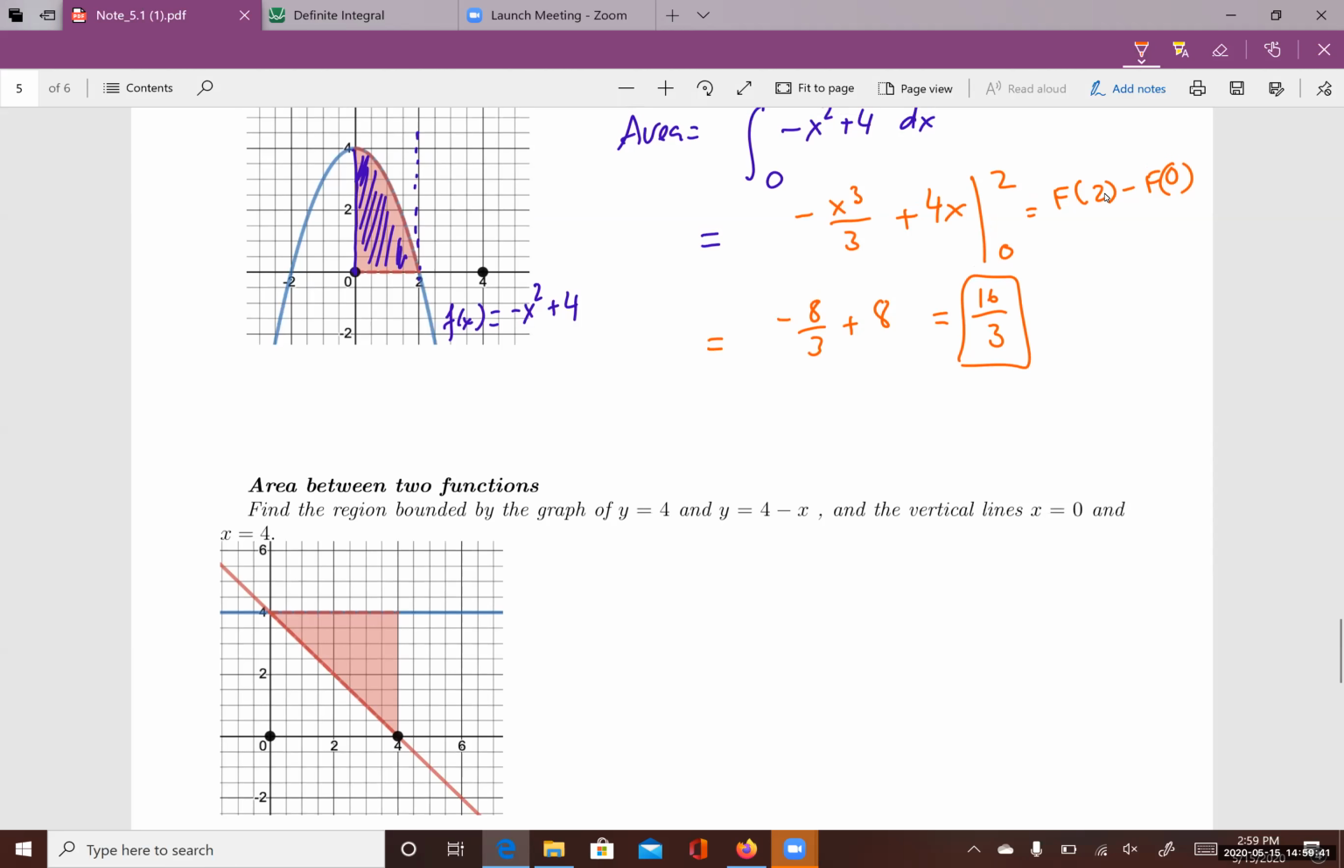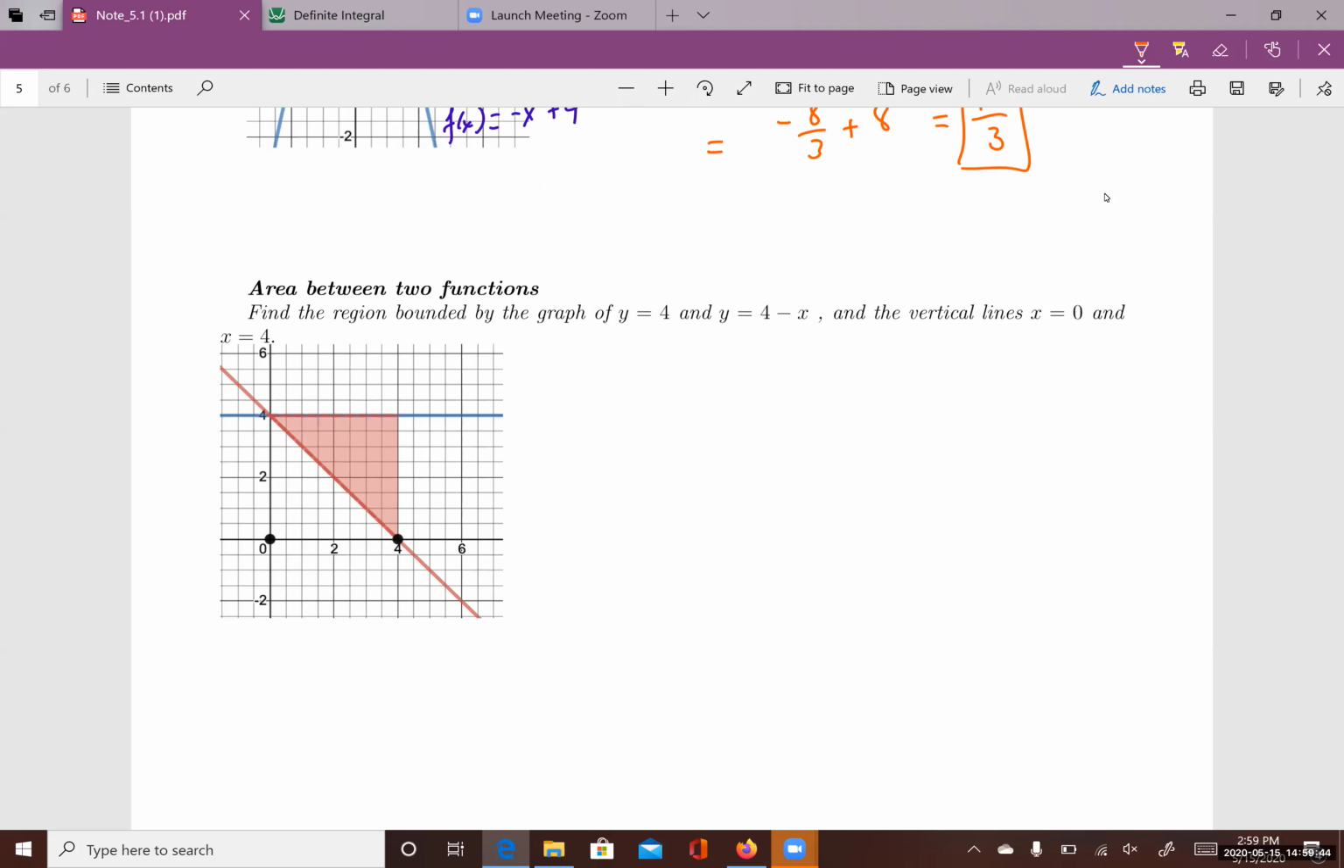And you can use this idea to find the area that is bounded in between two functions. So for example, let's look at the function y equals 4 and the function y equals 4 minus x. Now I want to find the area in between these two functions. As you can see, the area in between these two functions is the same as the area under the curve y equals 4, and then you subtract the area under the curve y equals 4 minus x.